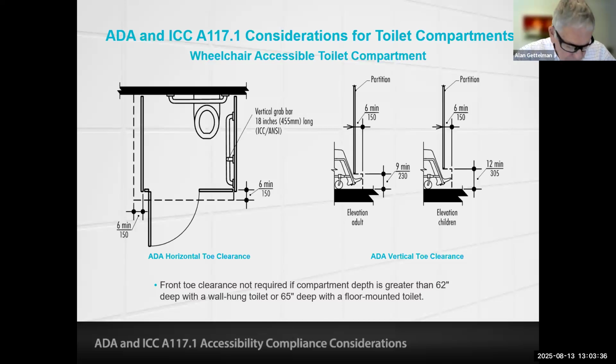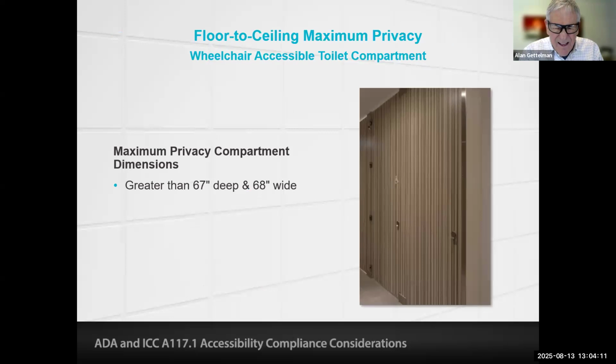Now, in the A117 standard, those toe clearance requirements are a little different. They are now 12 inches high minimum for both adults and children, but now must extend 8 inches minimum beyond the compartment front and one side, exclusive of partition styles. Toe clearance at the front and side is not required by the A117 standard if the compartment interior dimensions are greater than 68 inches wide and 64 inches deep with a wall-mounted toilet, or 67 inches deep with a floor-mounted toilet.